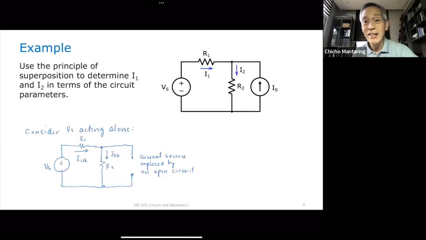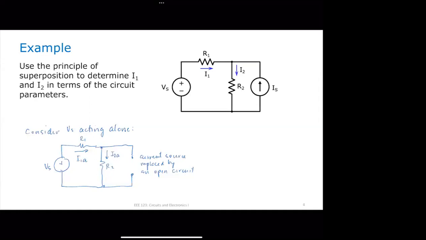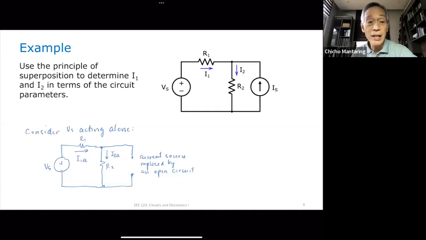Yes, sige, Renz, ulit. VS over R1 plus R2. Okay, that's right. Ano? Kasi because this is now an open circuit, I now just have a single loop here. In other words, yung current na ito at saka yung current na ito pababa should be the same. No? So I1A will be equal to I2A will just be equal to VS over R1 plus R2. So that's half of my problem solved.